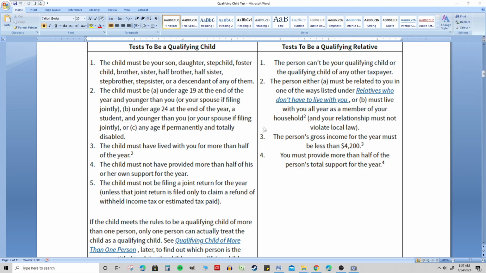I've pasted these tables from the IRS website directly onto this Word document so you can download it and find the information quickly. We're going to be focusing on this test to be a qualifying relative in this video, as I've already mentioned. But you can also see here's the test to be a qualifying child if you're trying to claim a child who's under 17, or under 18, I should say, or who's in school, all that kind of stuff. So it is there, just so you know.